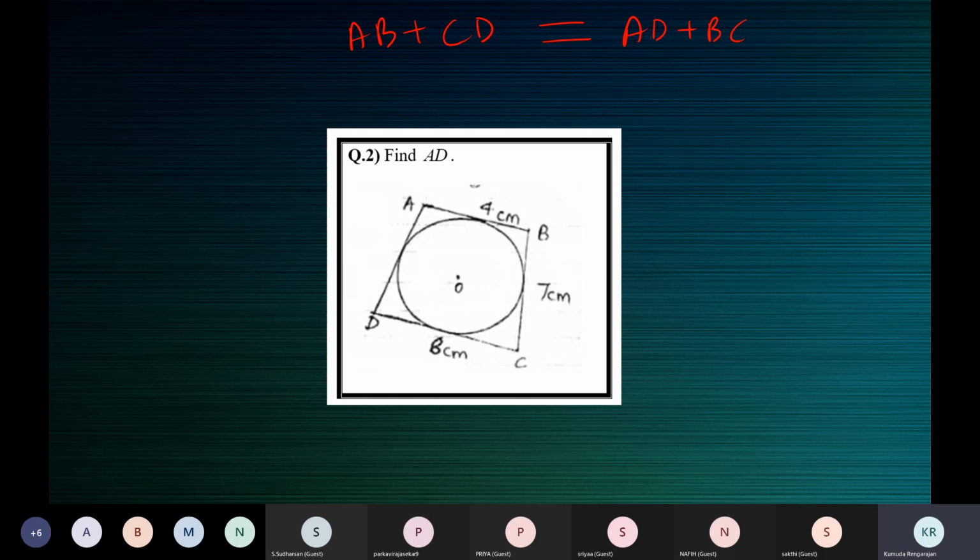Now how do you find AD? So AB is 4 centimeters plus CD is 8 centimeters is equal to AD, we don't know, plus 7. Work this and find. So 12 minus 7, 5 centimeters. So AD is 5 centimeters. See, what a lovely property.